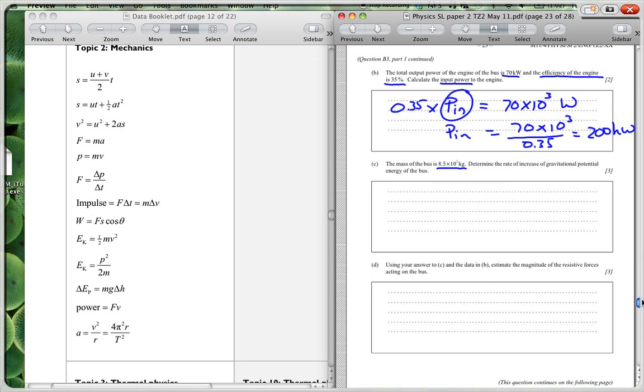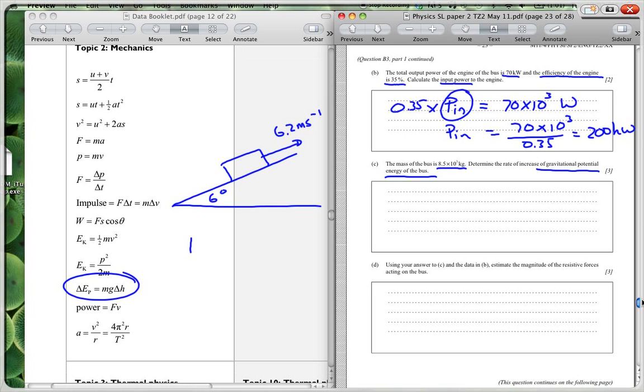It then says the mass of the bus is 8.5 times 10 to the 3 kilograms. Determine the rate of increase of gravitational potential energy of the bus. Now if I just draw it over here, we've got this situation over here. It's 6 degrees here. The bus is going up there at 6.2 meters per second. It therefore is gaining in height. Your gravitational potential energy, your EP, is given by that formula over here. The EP is equal to mgh. Now they want the rate of increase, so they actually want a per time.